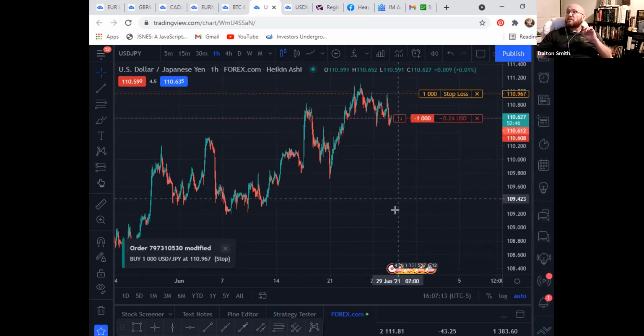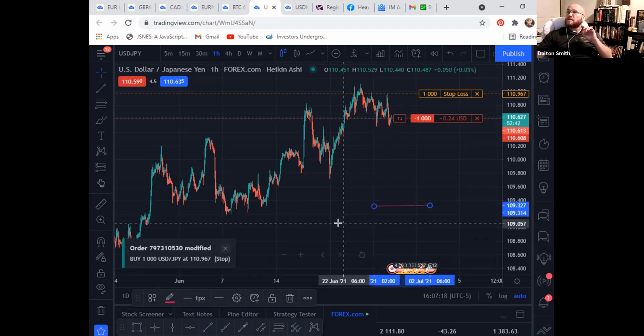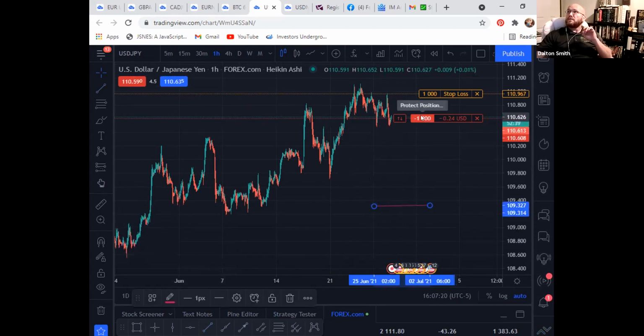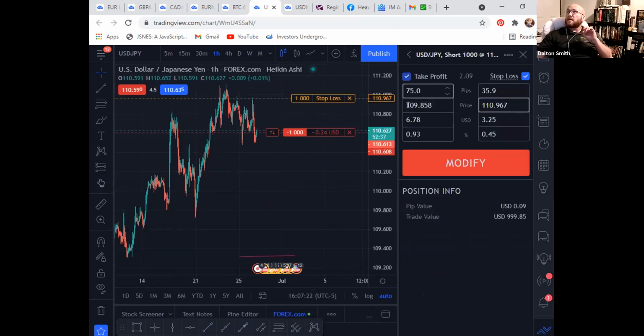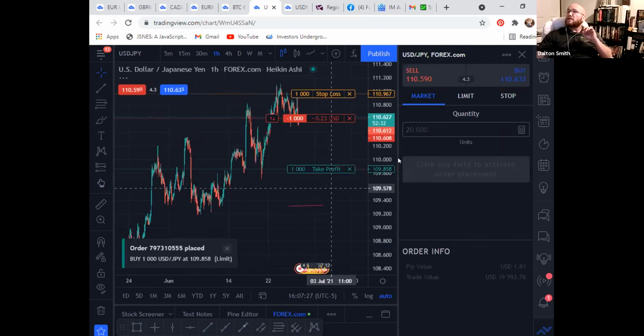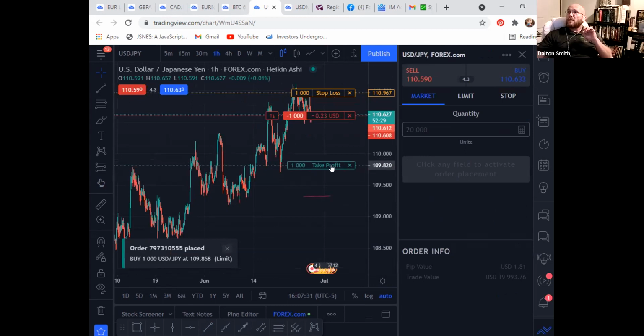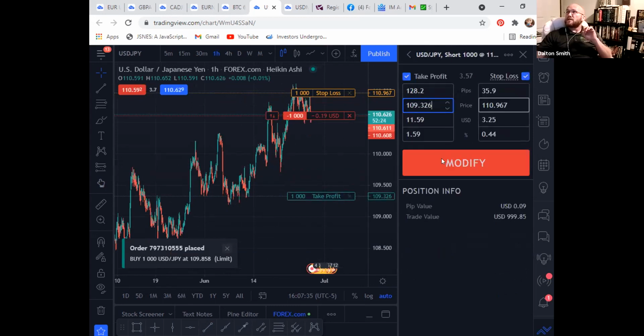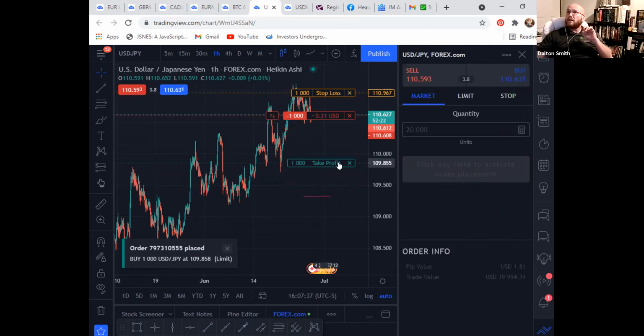Same thing. If I think the market is going to drop down to here, this is my take profit. I just come here and set my take profit. It's going to default it at 75 pips. I would just grab my take profit and drag it down to where I think the take profit should be. It tells me that's 128 pips. I modify, and it's as easy as that.